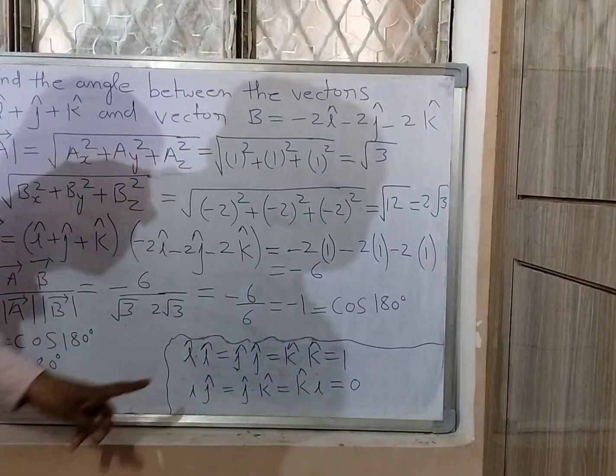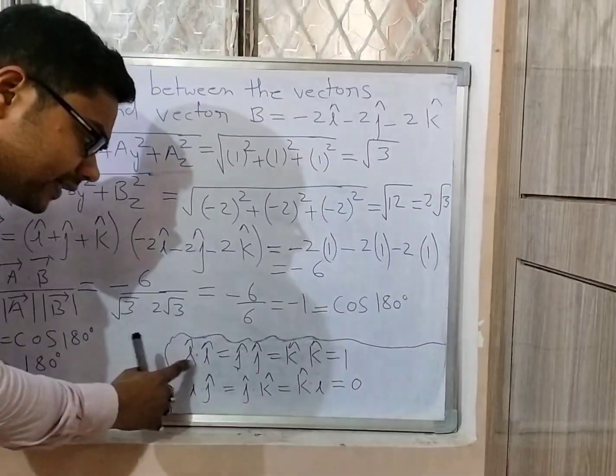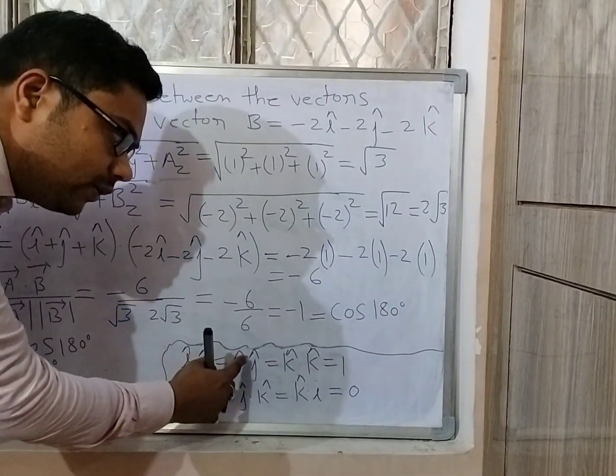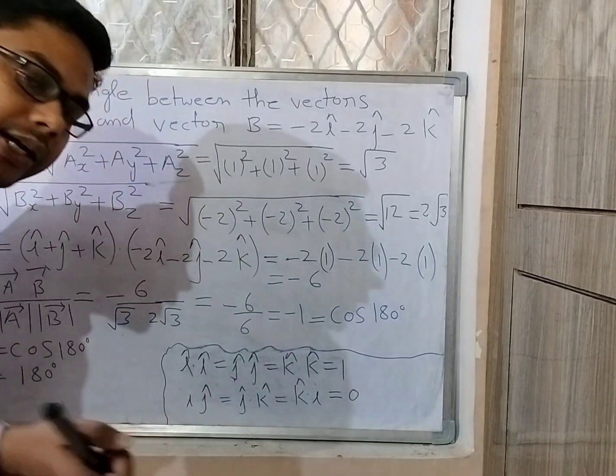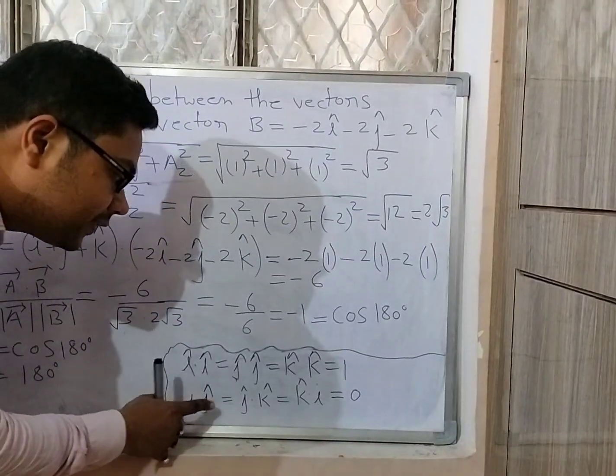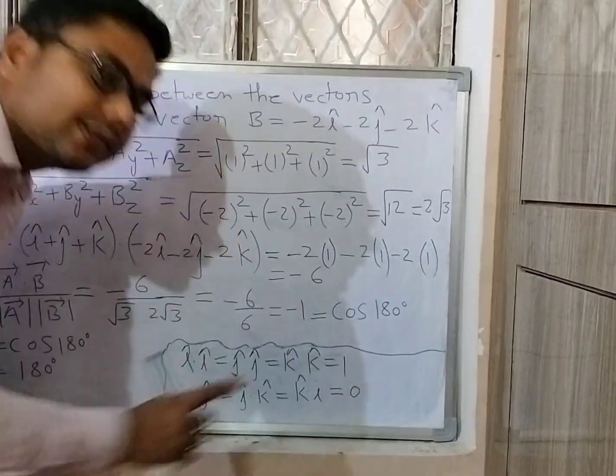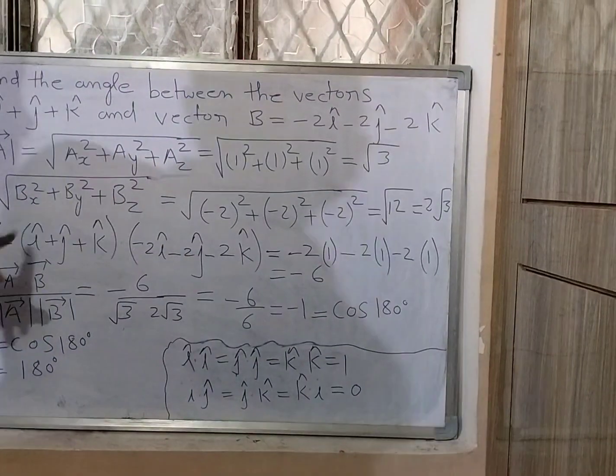So what does it mean? If there are the same unit vectors, i dot i or j dot j, the value will be 1. If there are different unit vectors, i dot j, j dot k, the value will be 0. So this property we will use over there.